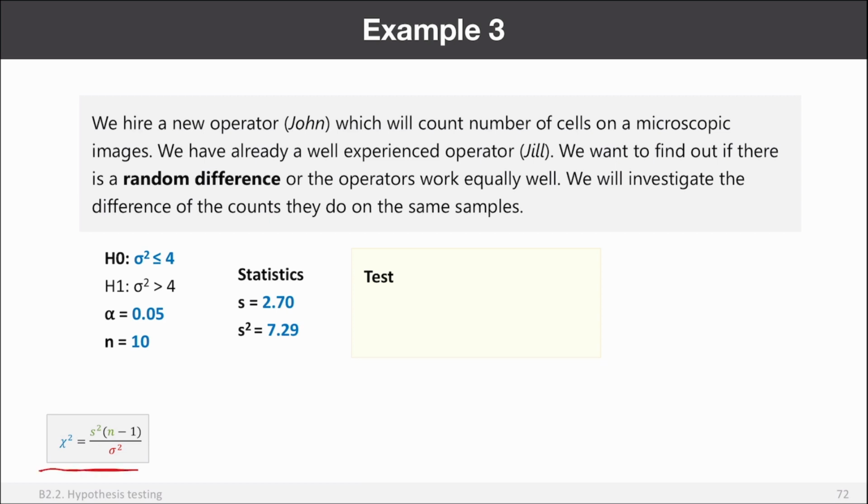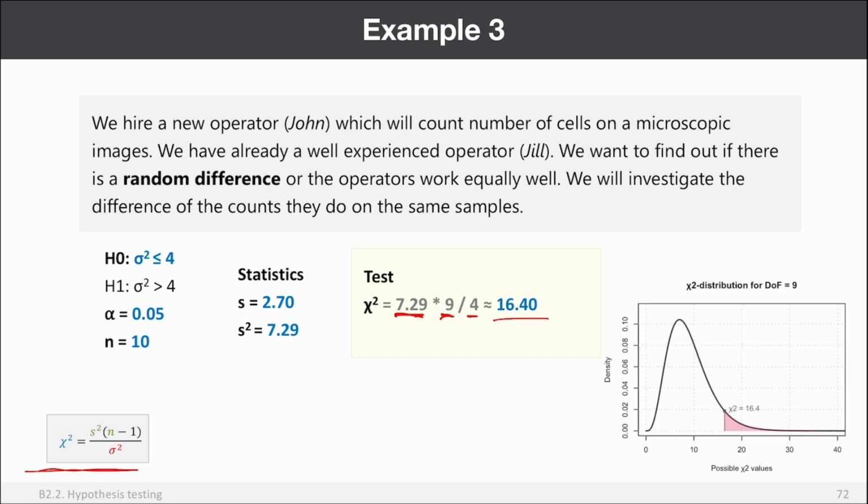This is just a little reminder of how we compute everything. So first of all, we compute the chi-square statistic. You can see that we take the observed variance, the variance of our sample, multiply it by the degrees of freedom, n minus 1, and then divide by the expected variance. And that gives us a chi-square value of 16.4, which is quite large, right? So let's see how large it is.